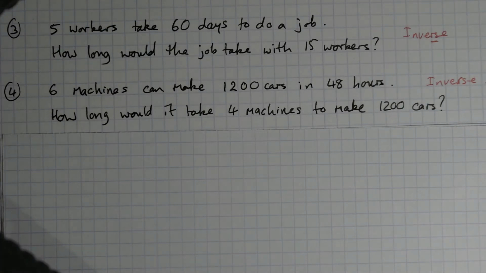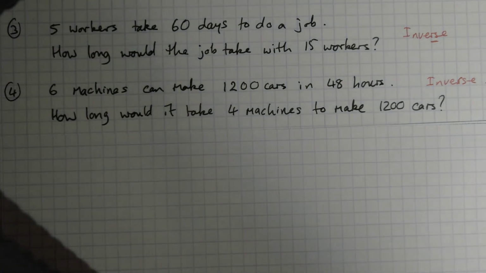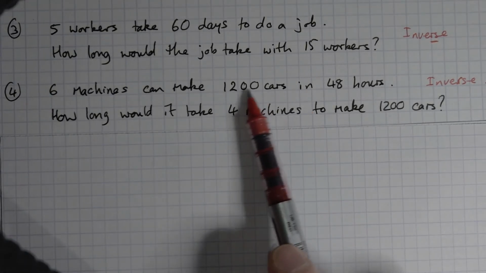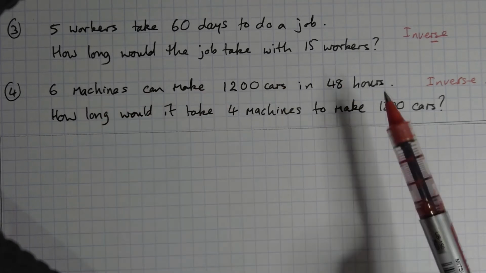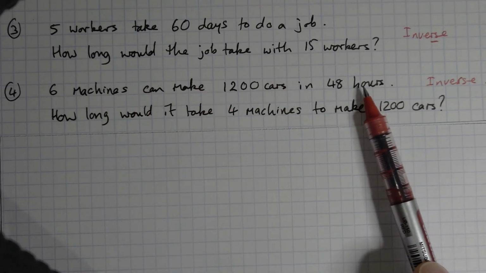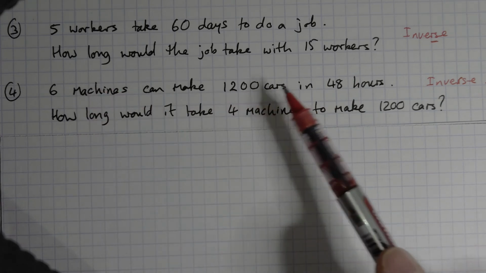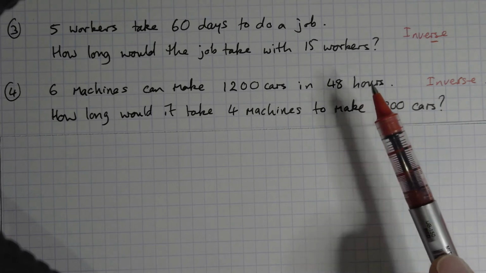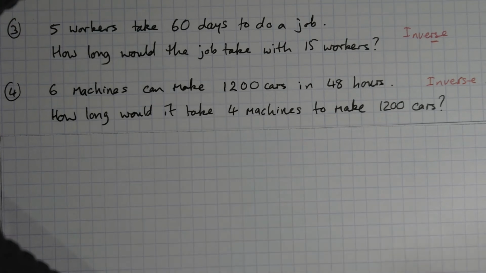So this one is very similar, but it does have an extra number in it just to make things confusing. The idea is that we're in a factory which makes cars. So we make 1,200 cars, but it would take 6 machines 48 hours to do that. So when all 6 machines are working together, they can do the job in 48 hours. I want to know, still making the same number of cars, but with fewer machines, how long would that take?